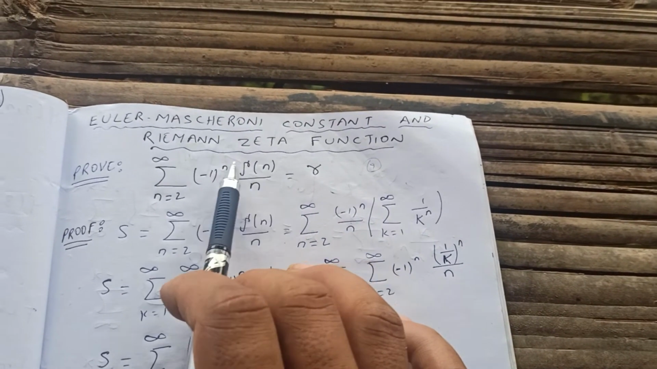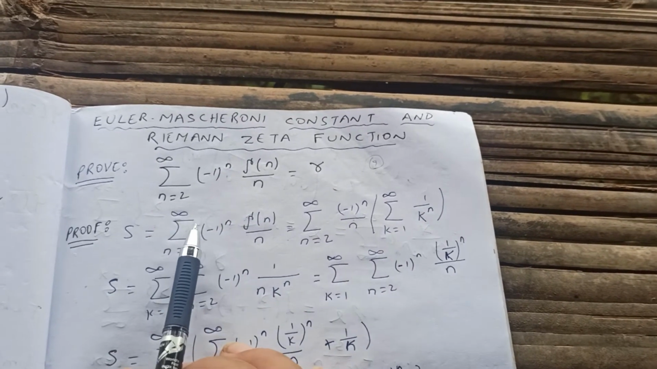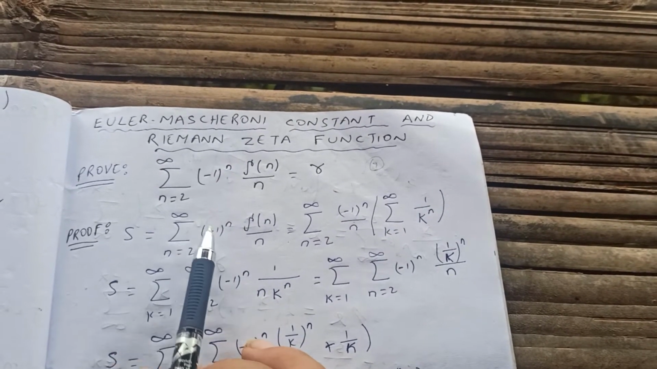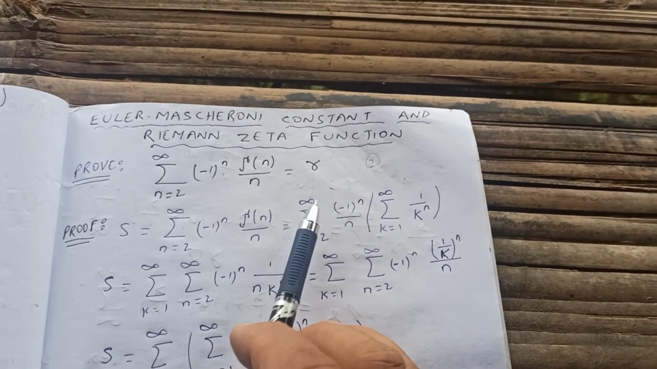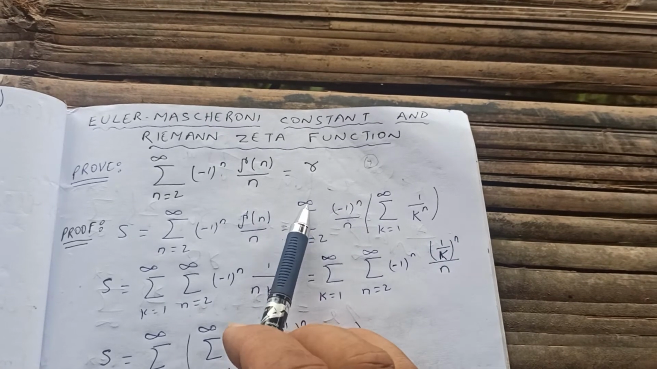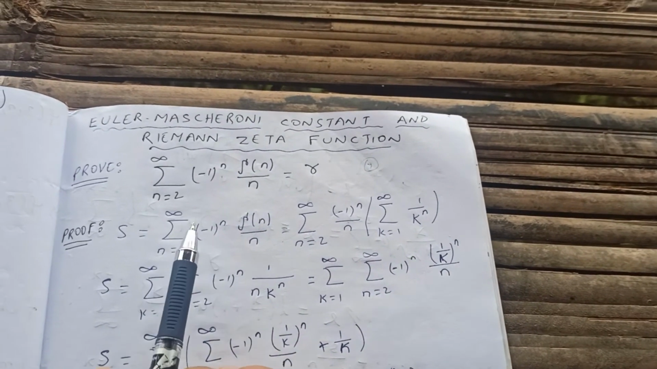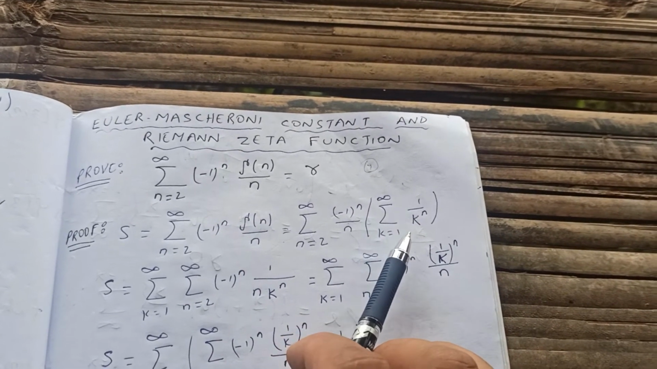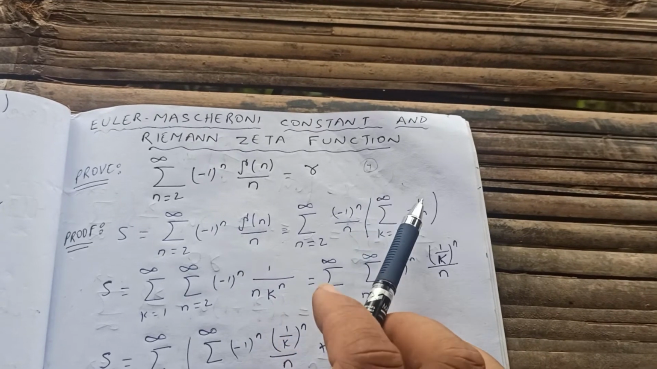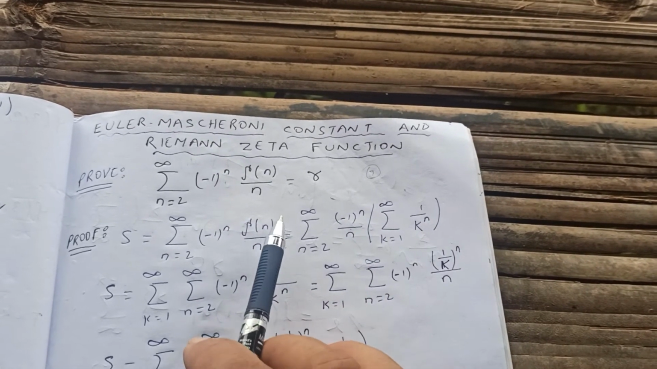Let me call this infinite sum S. So S is equal to the sum from n equal to 2 to infinity of negative 1 to the n zeta of n upon n. Now zeta of n is nothing but the sum from k equal to 1 to infinity of 1 over k to the n. So this is the definition of the Riemann zeta function.